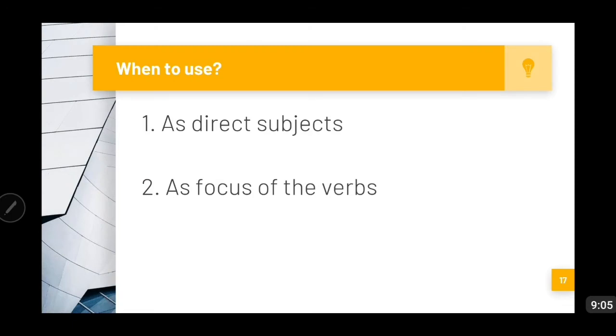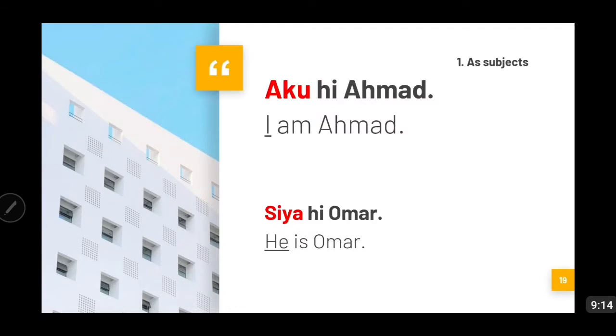We have 2 uses. One, as direct subjects, and second, as focus of the verb. Let's discuss first the example as direct subjects. This is actually self-explanatory and easier to understand. So we have an example here. Ako hi Ahmad. I am Ahmad. Siya hi Omar. He is Omar. So both siya and ako are nominative pronouns and they are the subject here.